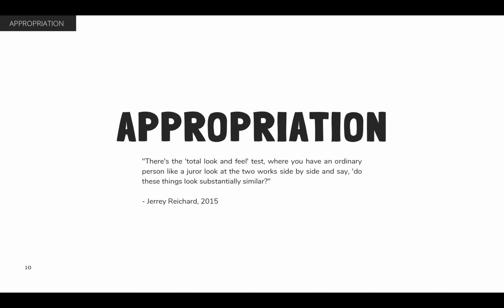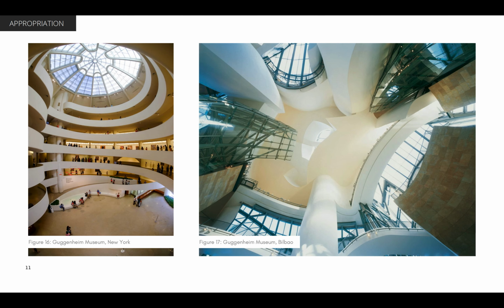There was a total look and feel test, where you have an ordinary person look at the two works side by side and say, do these things look substantially similar? This is another piece of evidence about appropriation in the Grand Museum for two versions. In the Spain version, the use of abstract columns is centralized for the audience to enter from the lobby. Meanwhile, the New York version is inspired by the use of a solid flower skylight, which symbolizes the heart of the building.